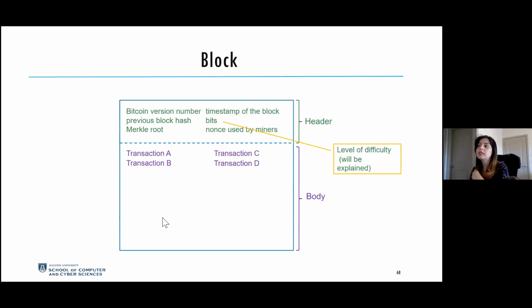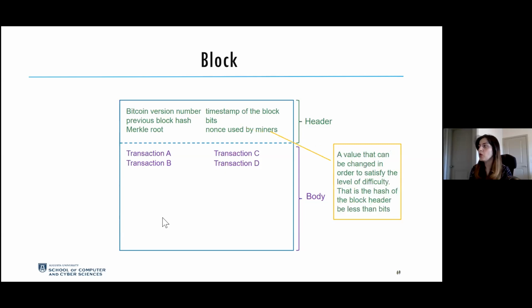It mostly depends on the hardware technology for computation, but they can also relate it to the number of blocks that are being added, and at a specific time they evaluate how the difficulty of the proof of work should be. We also have a nonce that is used by the miner to be able to give us the correct proof of work. We will also talk about this later on.